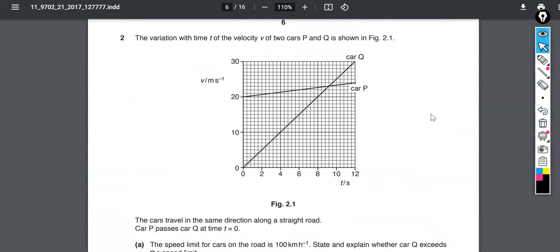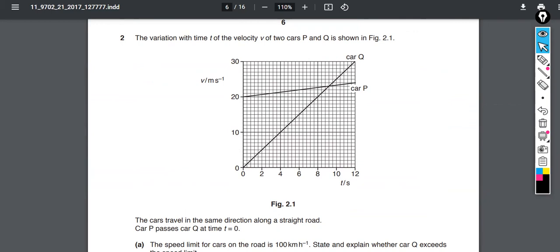How are we going to figure that out? So we know they're at the same position here at time 0, right? Because that's when car P passes car Q. The area underneath this curve gives the displacement, right? And so car P has all this area here. Car Q has the area of this triangle.